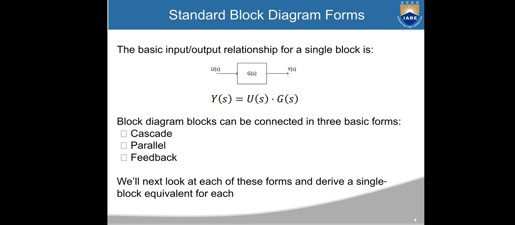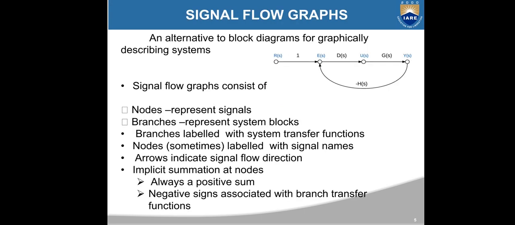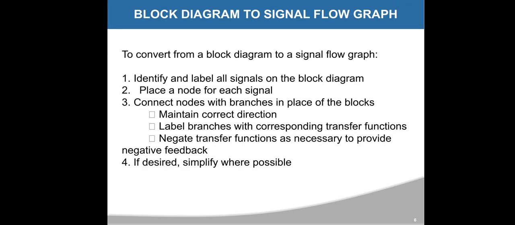Standard block diagram forms. The basic input-output relation for a single block is Y of s equal to U of s times G of s. Blocks in block diagrams can be connected in three basic forms: cascade, parallel, and feedback. We will next look at each of these forms with branch transfer functions.